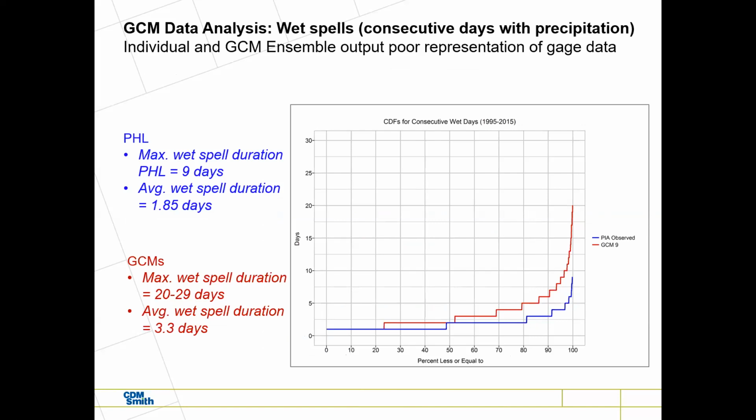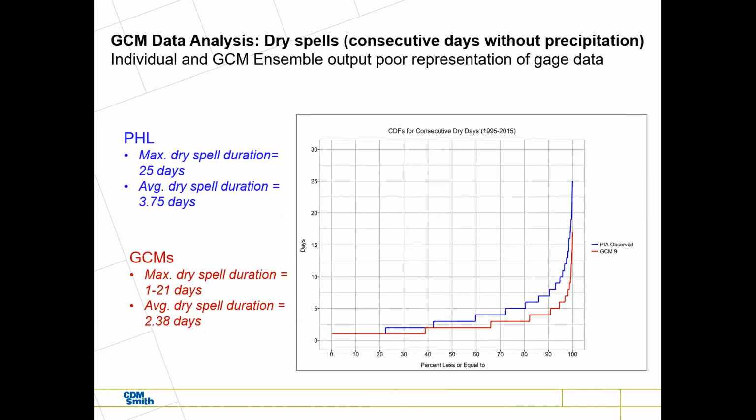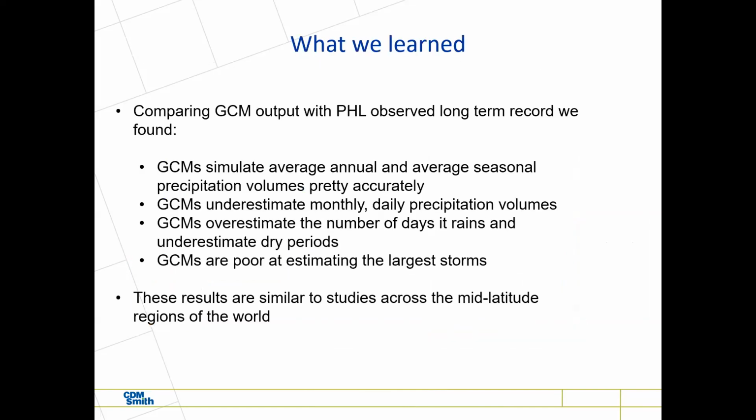So if you look at the Philadelphia gauge, the maximum set of rainy days that we found during that period was about 9 days, and the average time it rained is about 1.8 days. If you look at the GCMs, it's over 3 days. So it's raining too much in the GCMs as opposed to what's actually happening. And so the converse of that means the dry spells that actually occur in Philadelphia average about 3.7 days. The GCMs only about 2.3 days. So what we're seeing here is what is commonly called the drizzle effect. And this is very common for all of these global climate models.